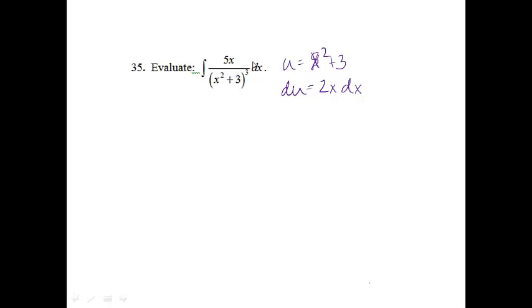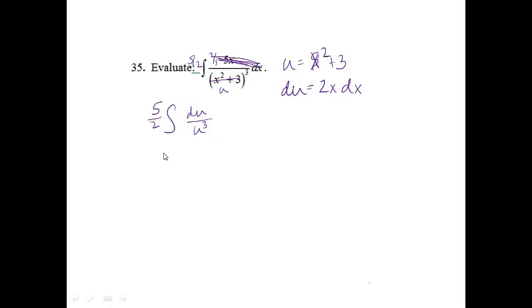I notice I have a 5x dx. I want 2x dx, so I'm going to multiply by 2/5 on the inside, which means I need to multiply by 5/2 to undo it on the outside. So now I'm going to look at what I have. I have 5/2 on the outside, and on the inside, all this stuff up top turned into du, and then x squared plus 3 was u, so I have it over u cubed.